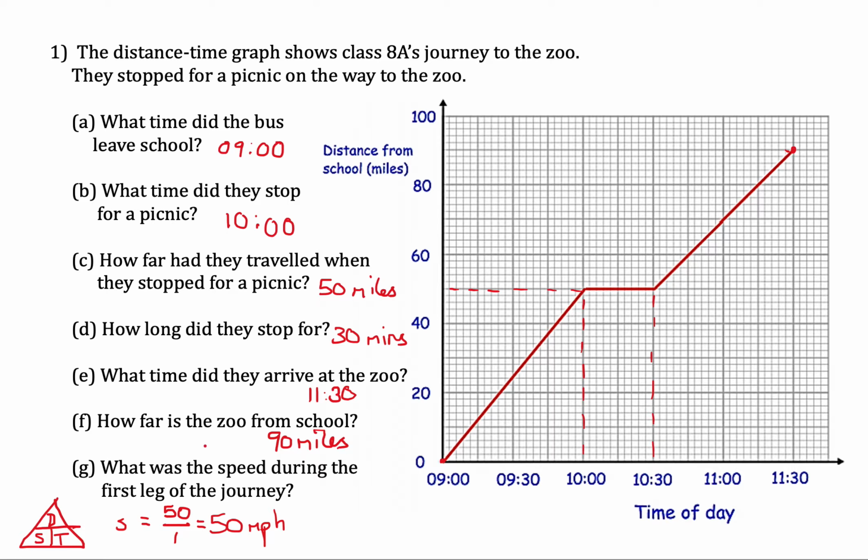The other way you can work out speeds from a distance time graph is to work out the gradient of the line, and you can see that that is doing exactly the same as what we've just done down here. The gradient, remember, is the rise divided by the run. The rise here is 50, we've gone up 50. The run is 1 hour. So doing the rise divided by the run is exactly the same as just using the formula triangle down here.